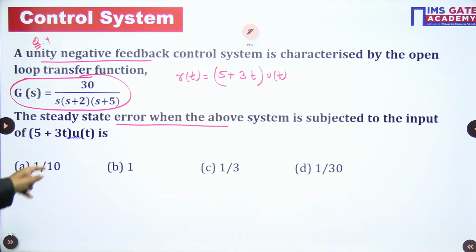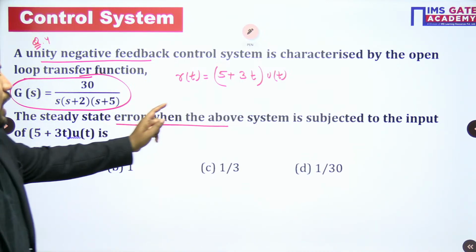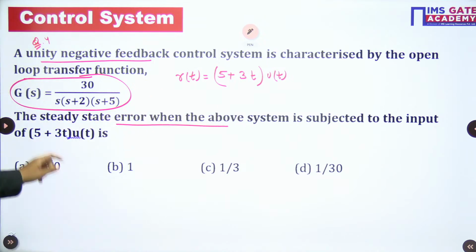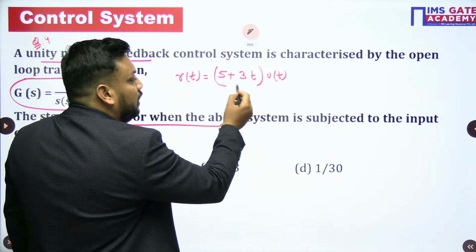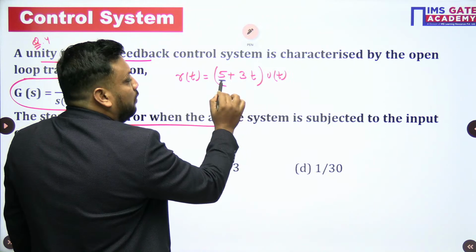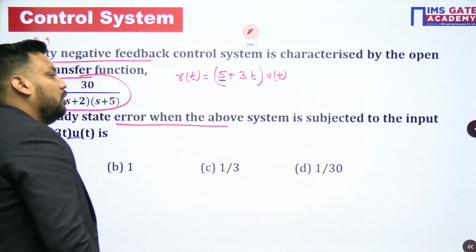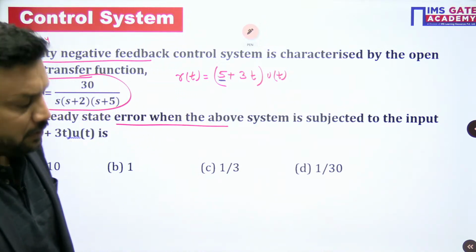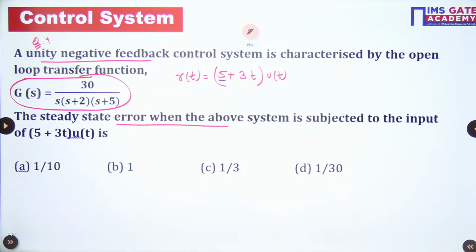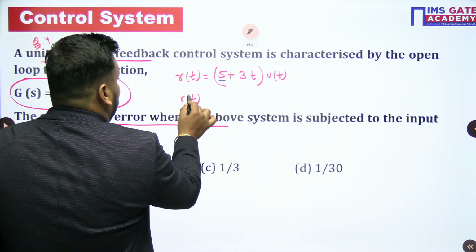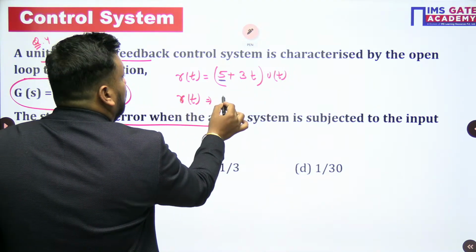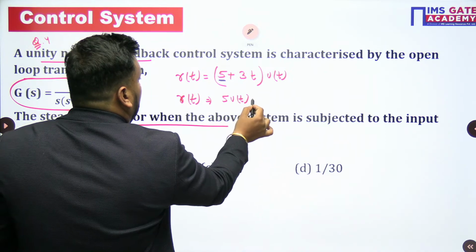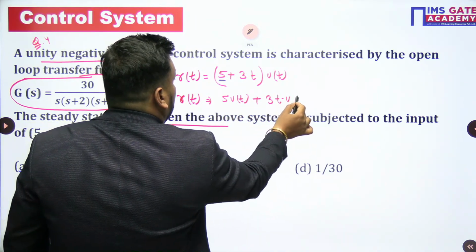What is the examiner asking? The steady state error when the system is subjected to this input. Here you will observe clearly that you have a two-input combination, one is step and one is ramp. So you can find the error with respect to the Kp, Kv combination. I'm just giving you a hint, at least you should have a try. You can take two inputs: one r of t as 5 into u(t), and the other is 3t u(t).